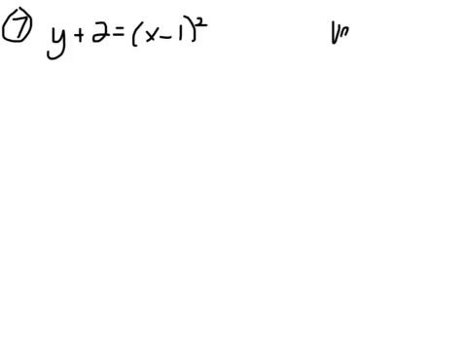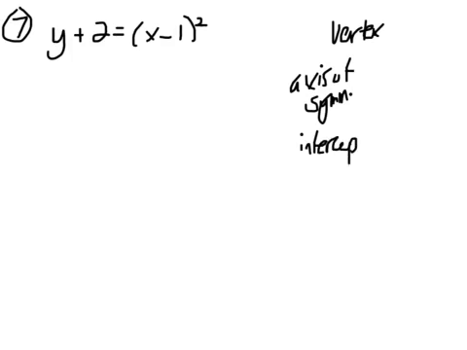We look at number 7 and number 11 on this video. y plus 2 equals (x minus 1) squared. They want us to label the vertex, the axis of symmetry, and the intercepts. And we could check this using our calculator. When they want the intercepts, they want the x-intercepts and the y-intercepts.